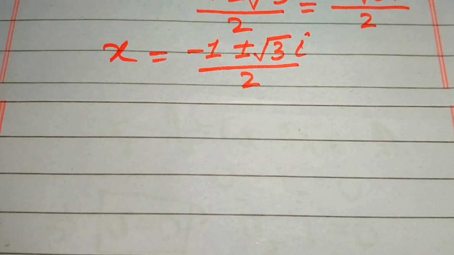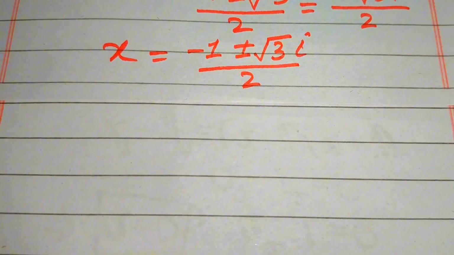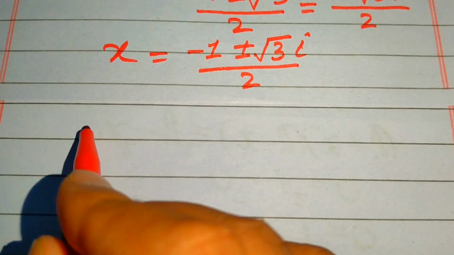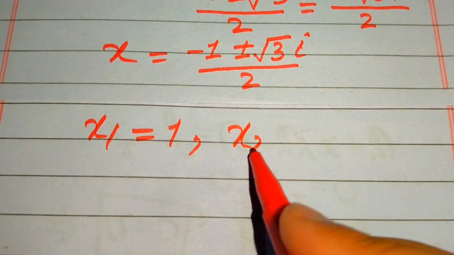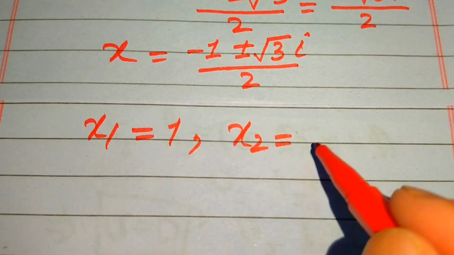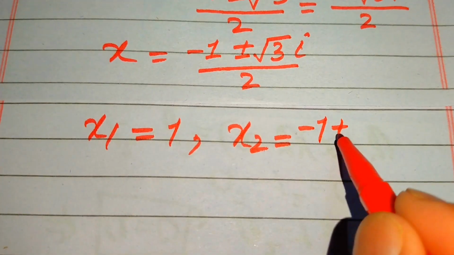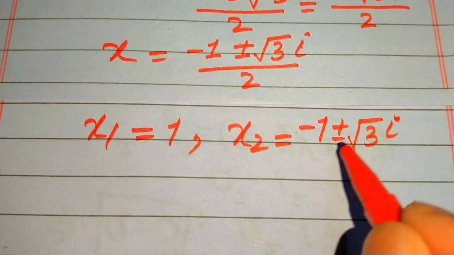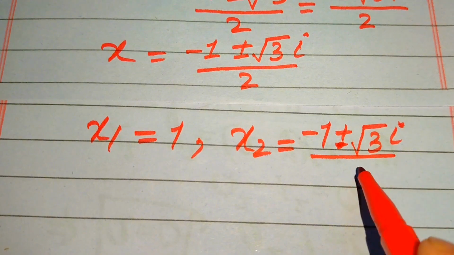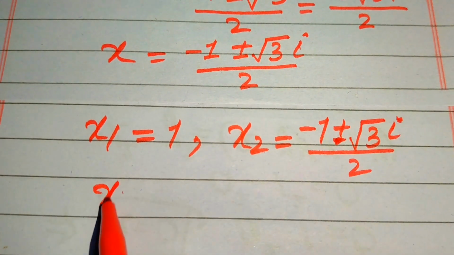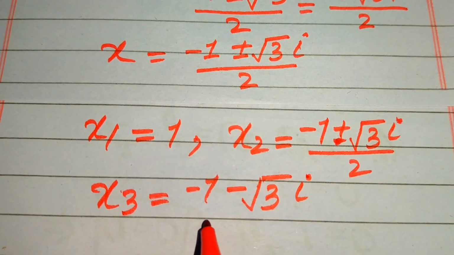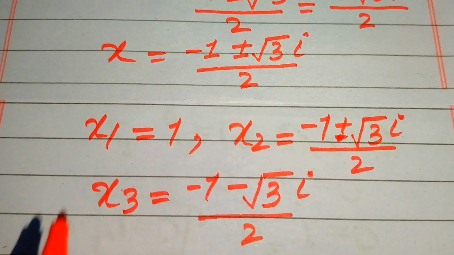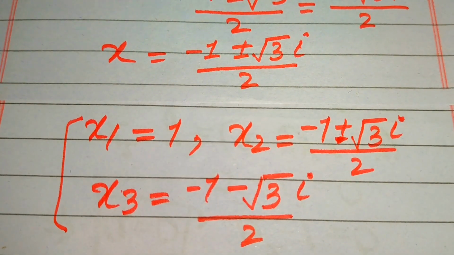Finally, there are three roots of the given equation. The first root is a real root, x1 is equal to 1. The second and third roots are complex roots: x2 is equal to minus 1 plus the square root of 3 times iota, divided by 2. This is the second root, and x3 is equal to minus 1 minus the square root of 3 times iota, divided by 2. So these are the final three roots of the given equation, and this is the final answer of this question.